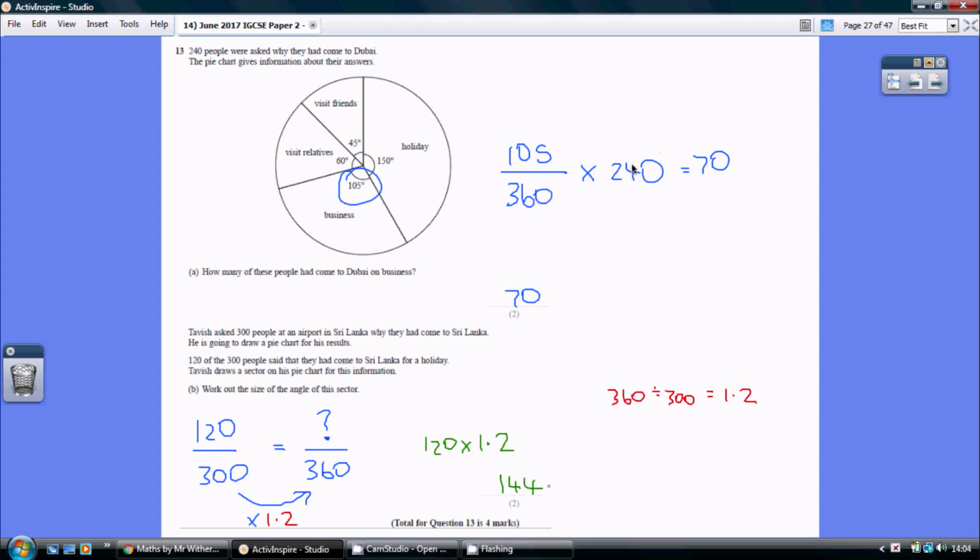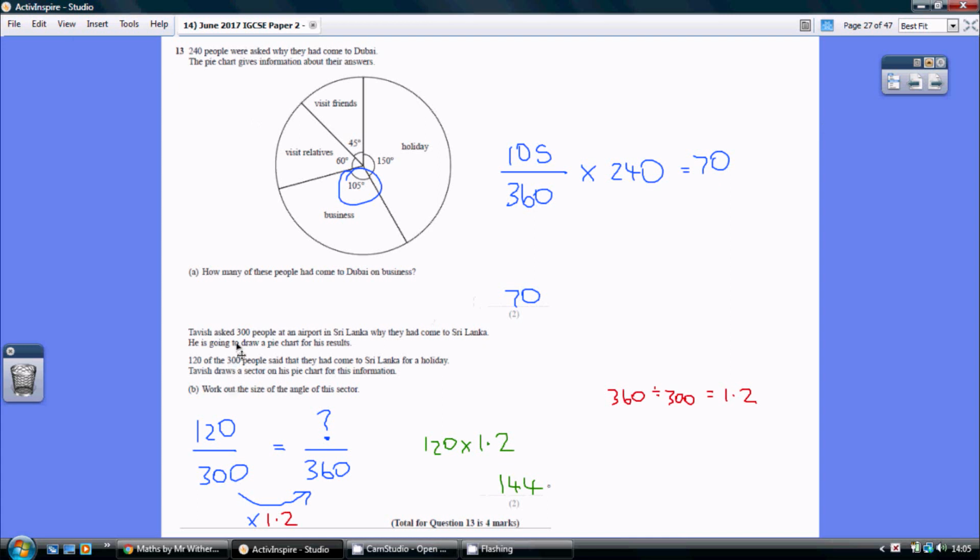So if we were trying to work out how many people went on holiday, we would do 150 divided by 360 times 240, or visit relatives, we would do 60 degrees out of 360 degrees times 240. But as we're trying to work out how many of the people who came to Dubai came on business, we're going to do 105 divided by 360 times the 240, which is 70 people.